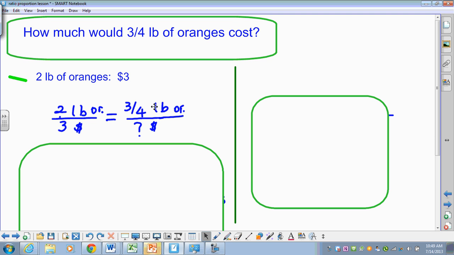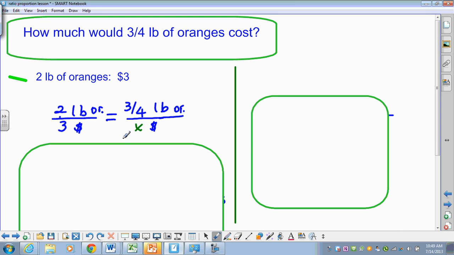Again, the important thing is if your pounds of oranges are in the numerator on this side, you want to put that quantity in the numerator of the other side. You must be consistent. Whatever you did on the left-hand side, follow the same pattern on the right-hand side with this approach. And the question mark, how many dollars? That's the unknown. And I can replace the question mark simply by x.